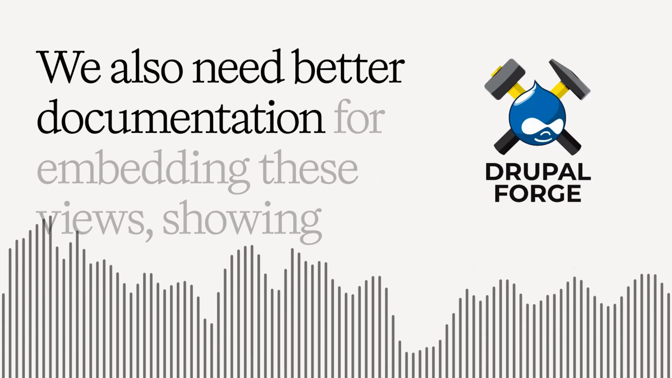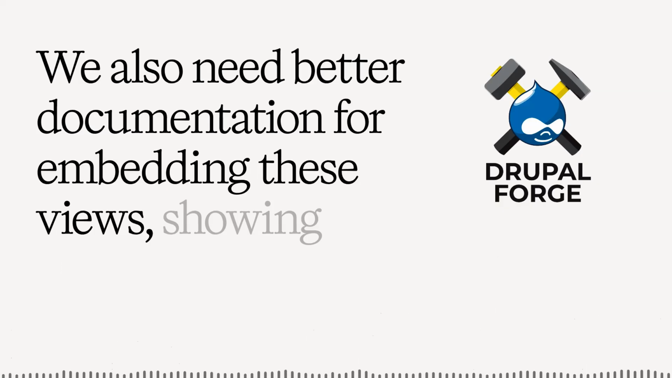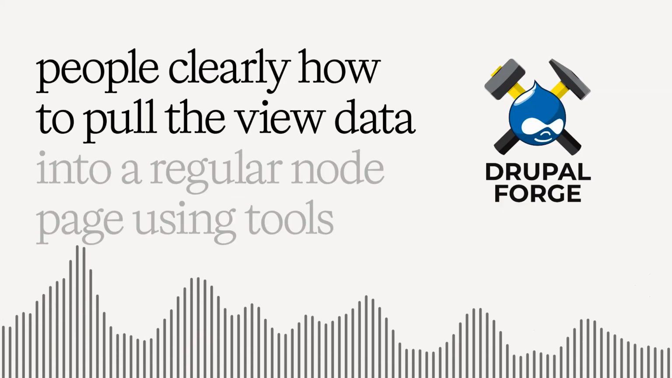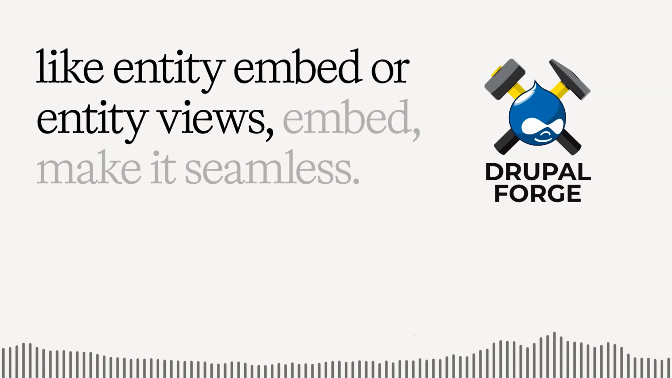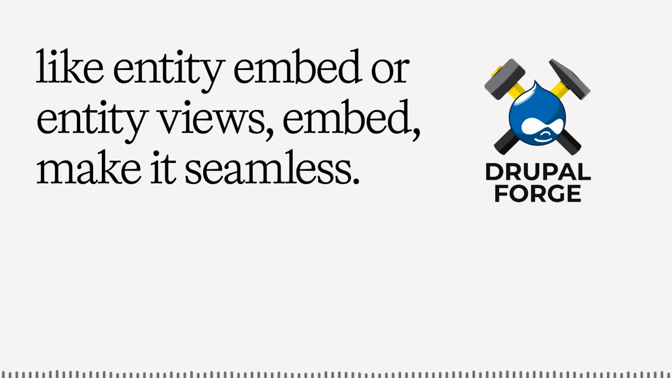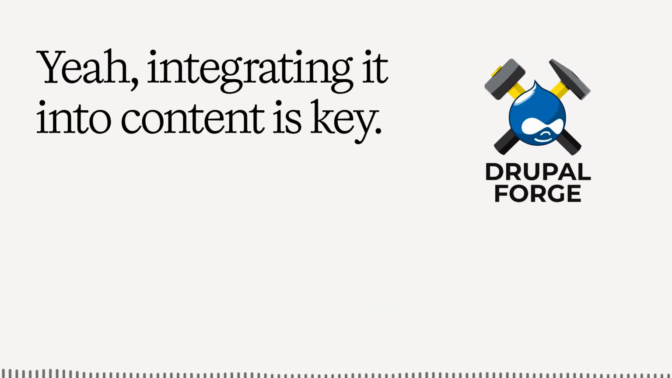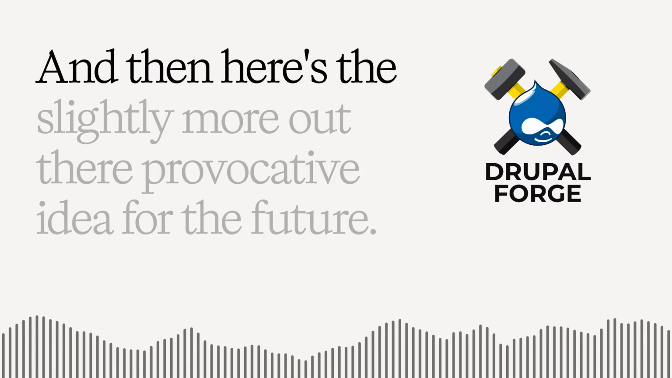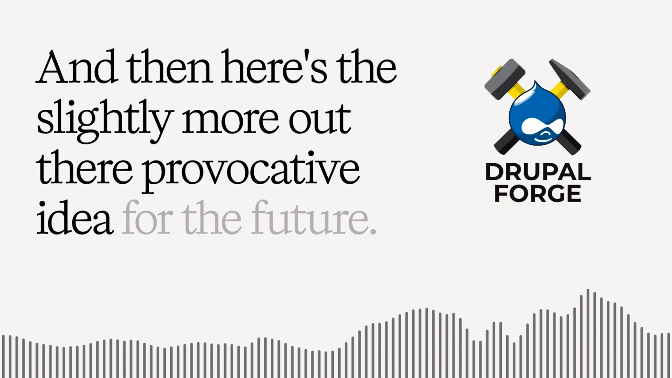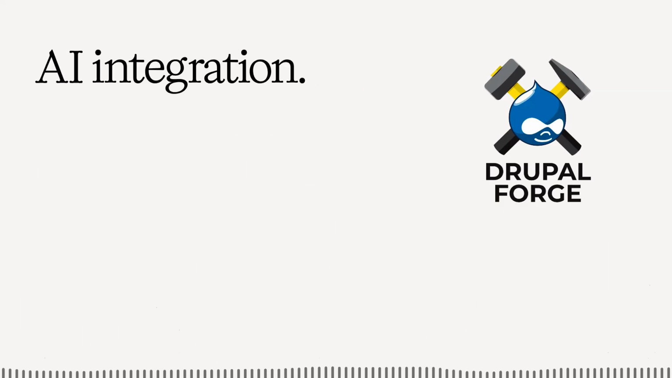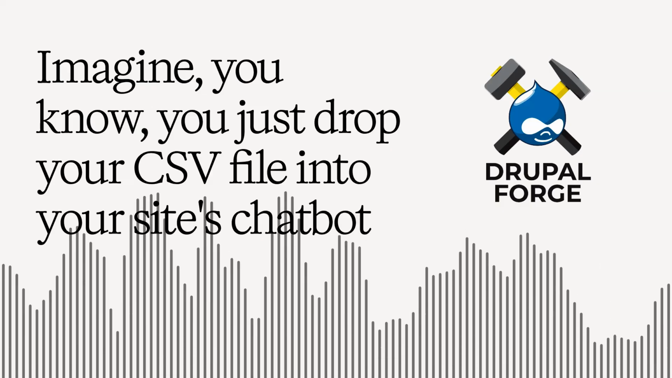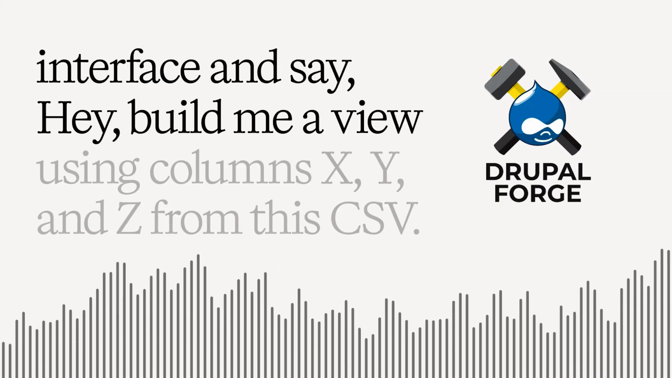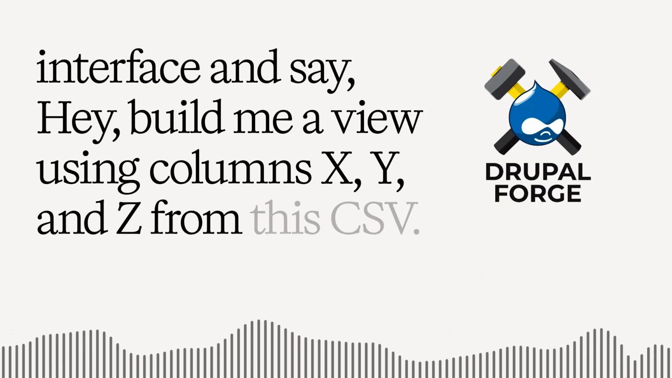We also need better documentation for embedding these views, showing people clearly how to pull the view data into a regular node page using tools like Entity Embed or Entity Views Embed. Make it seamless. Yeah, integrating it into content is key. Definitely. And then here's the slightly more out there provocative idea for the future: AI integration. Imagine, you just drop your CSV file into your site's chatbot interface and say, hey, build me a view using columns X, Y, and Z from this CSV.